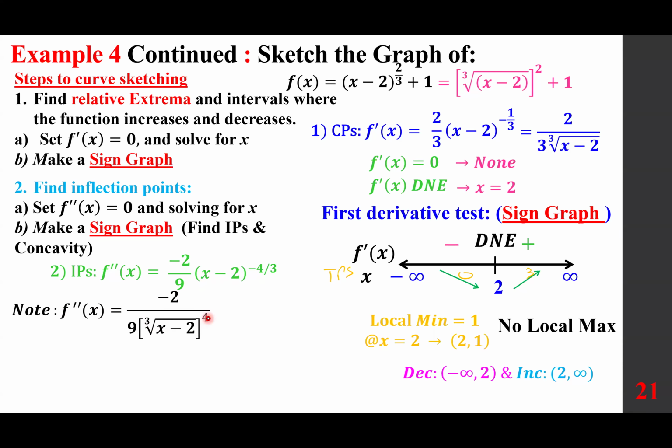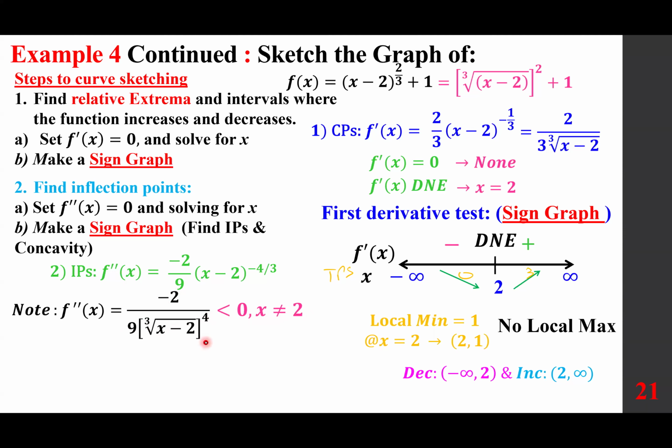Now notice, because this one, regardless of what it is, to the power of 4, is always positive, so is 9, this makes it negative. This expression is always negative, except when the denominator is 0 at x equals 2. So we're going to write it's less than 0 as long as x not equal to 2.